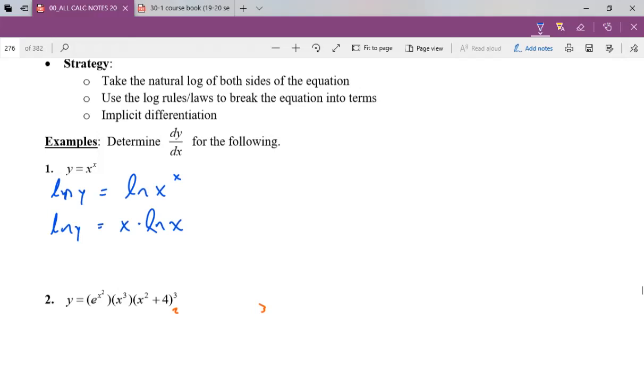So we have the left side, ln y, which is 1 over y when you differentiate. It's implicit, so it's 1 over y times y prime is equal to the derivative of x, which is just 1, times ln x, plus x stays the same, and the derivative of ln x is 1 over x.